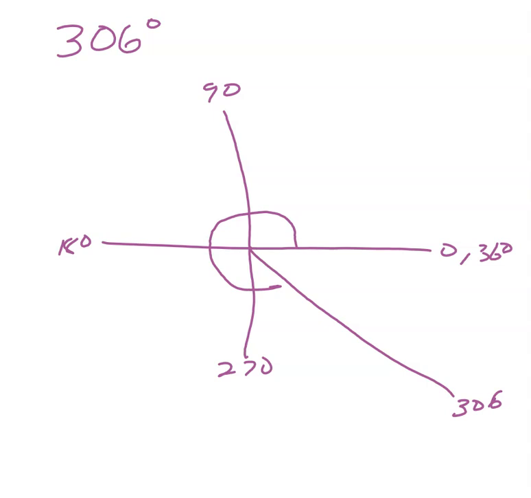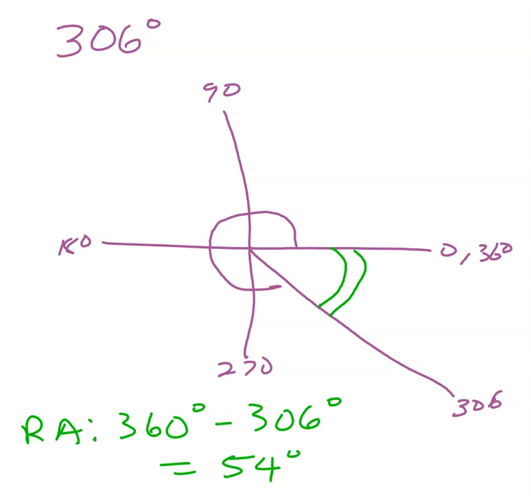Now we are saying that the angle we need must always form with the x-axis. So it's going to be this angle right here. So we have 306 all the way to 360. So the reference angle is going to be 360 degrees minus 306 degrees, which is equal to 54 degrees.